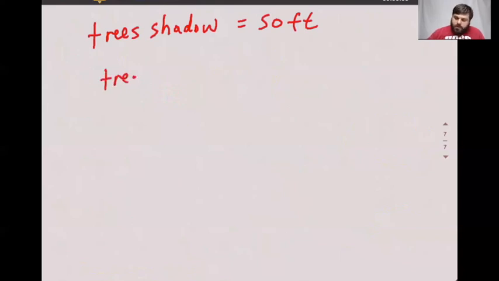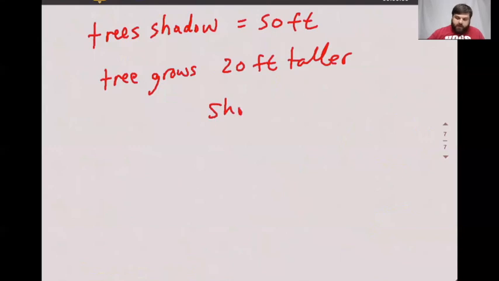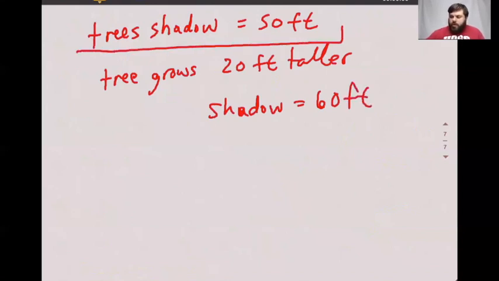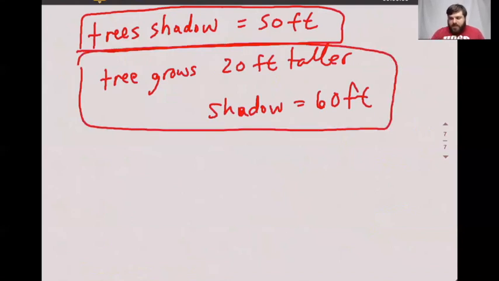All right, so if a tree's shadow is 50 feet, okay, the shadow is 50 feet. Then the tree grows 20 feet taller. And now its shadow is 60 feet. So originally, before the tree grew, it had a 50-foot shadow. Now it grows 20 feet taller, and now it has a shadow of 60 feet. So find the original height of the tree.